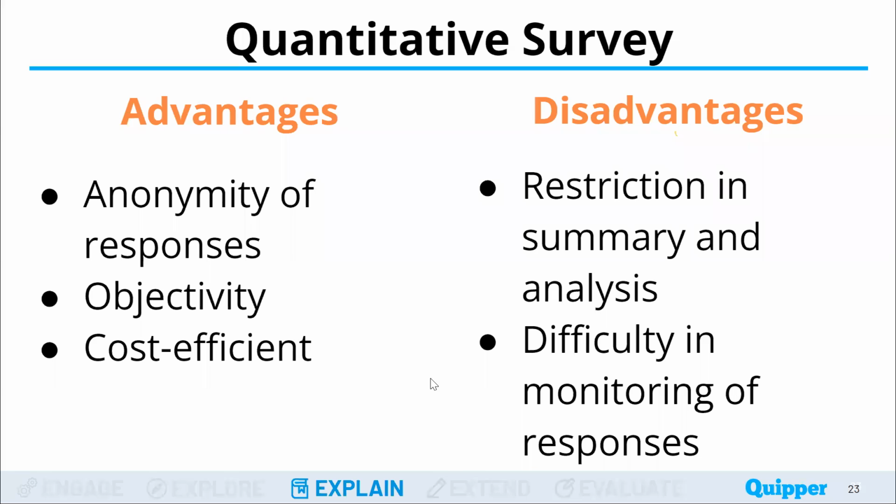And another advantage, ayan, anonymity of responses. Since yun nga, sa sobrang laki ng population mo, hindi mo na ganun kakabisado kung sino ba yung taong sumagot nun. And usually optional yung name kapag mga quantitative research. Objectivity, cost efficient.